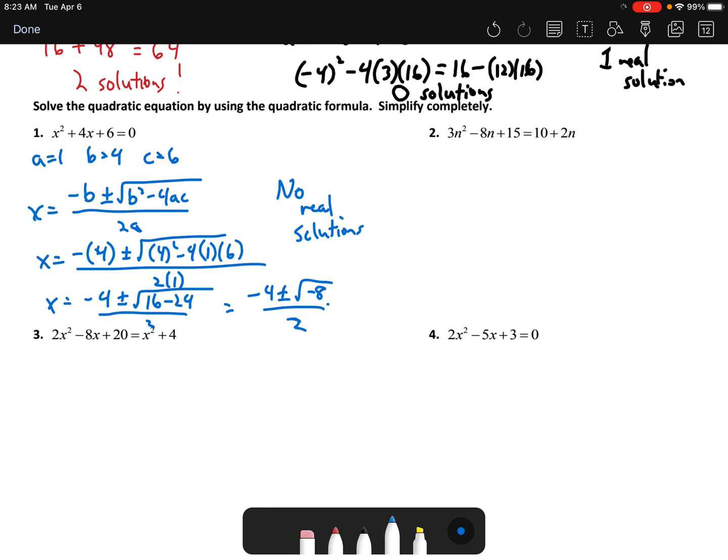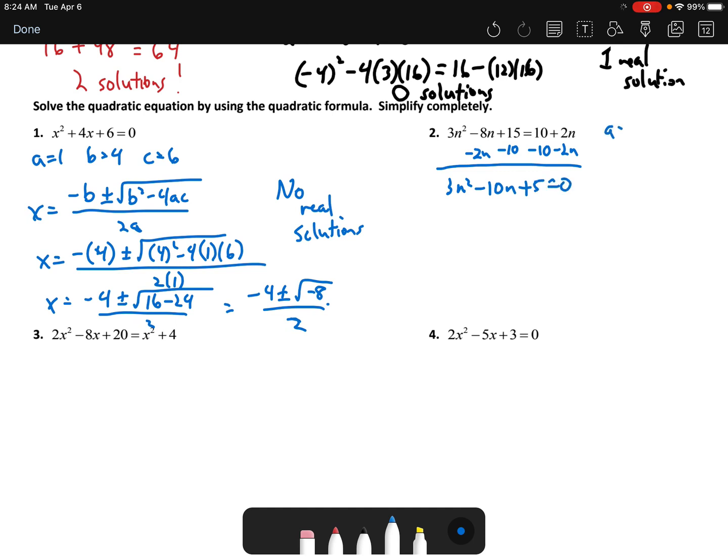Later on this year, we will talk about that. We will talk about this radical negative. We can't take the square root of a negative. It doesn't work. Okay, number 2, well, we got to set it equal to 0. We got to get it in standard form. So we subtract 10 and 2n. That leaves us with 3n squared minus 10n plus 5 equals 0.